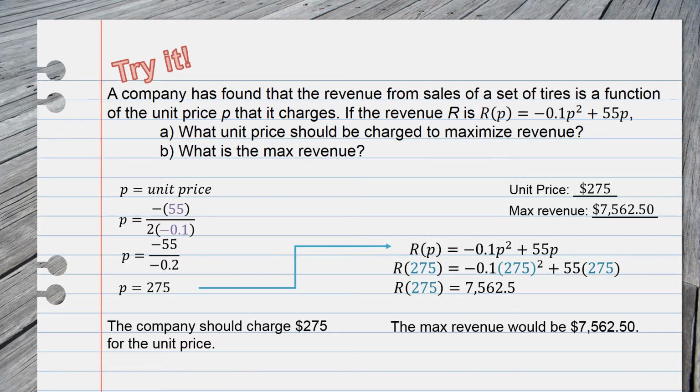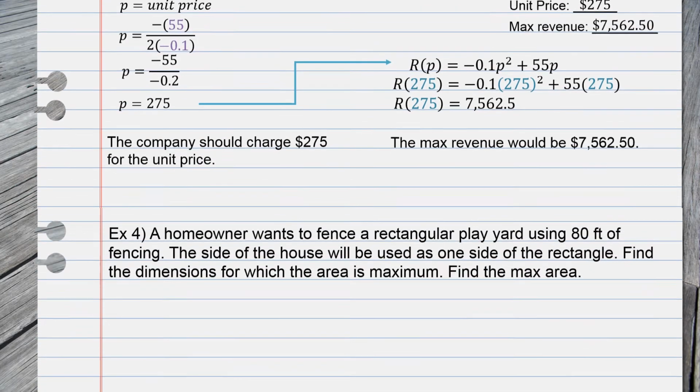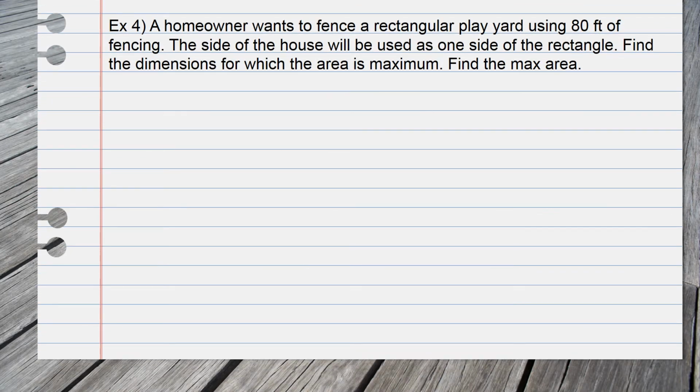Then from there to find the max revenue, you must plug in 275 into the original function, and when you do, the result should be 7,562.5, which means the company should charge $275 for the unit price, and the max revenue would be $7,562.50.